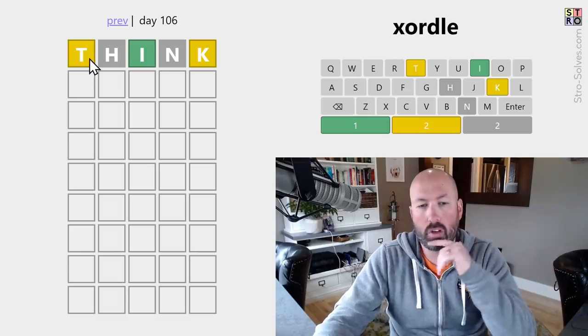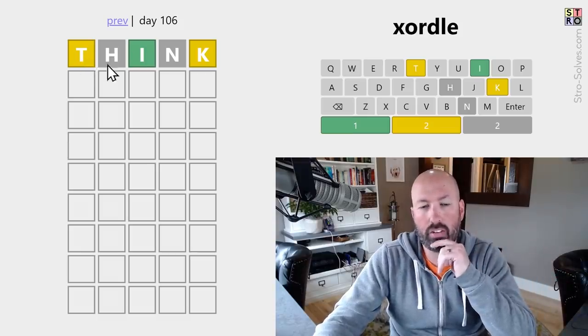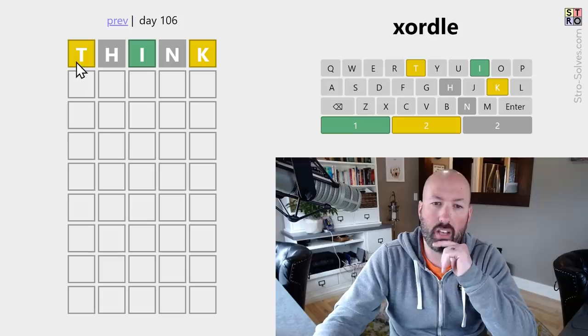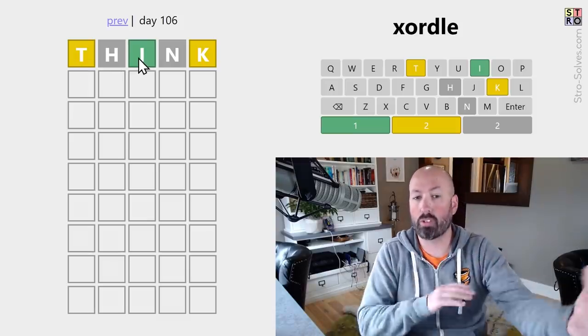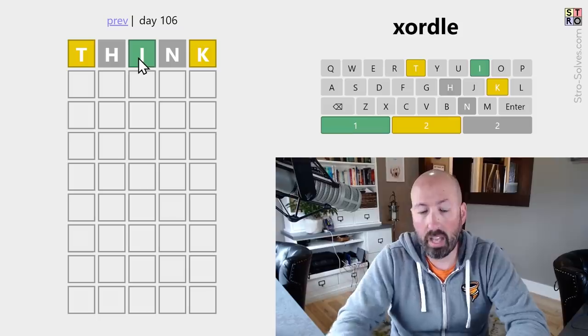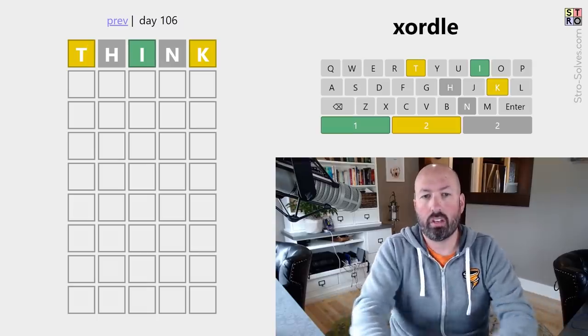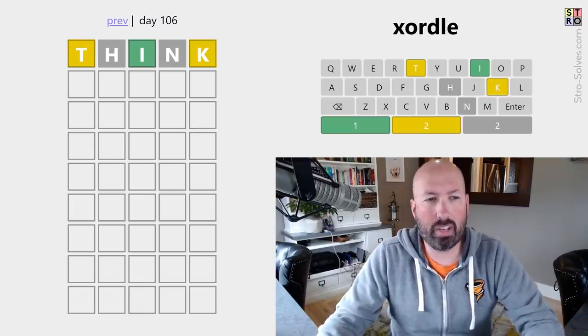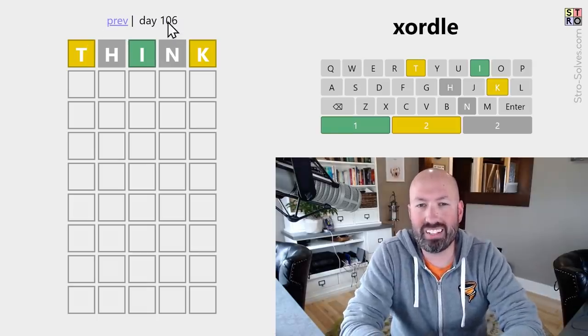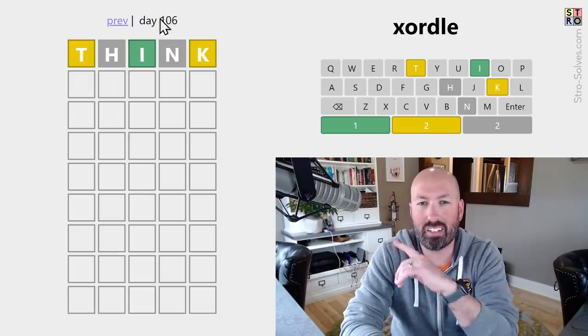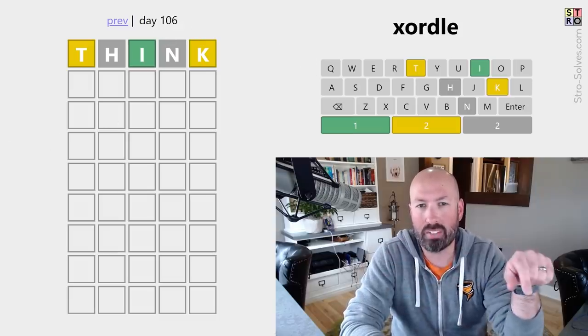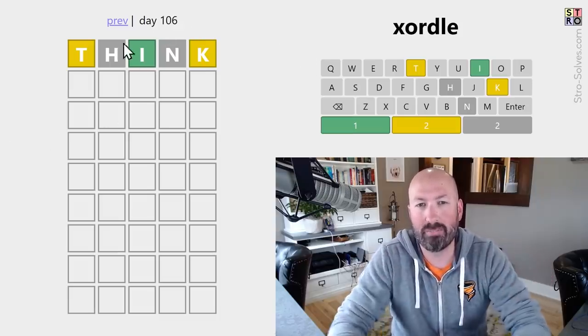No. So it's interesting. You don't know if the yellow T goes with the green I. Those could be two different words. And if it's gray, like the H and the N here, that means that letter is not in either of the words. So I think it'll be really interesting. I'm excited to try it. I'm going to start with the daily Xordle for today, and then you can click the previous button up above to go to previous days, so I might check out some of those as well.